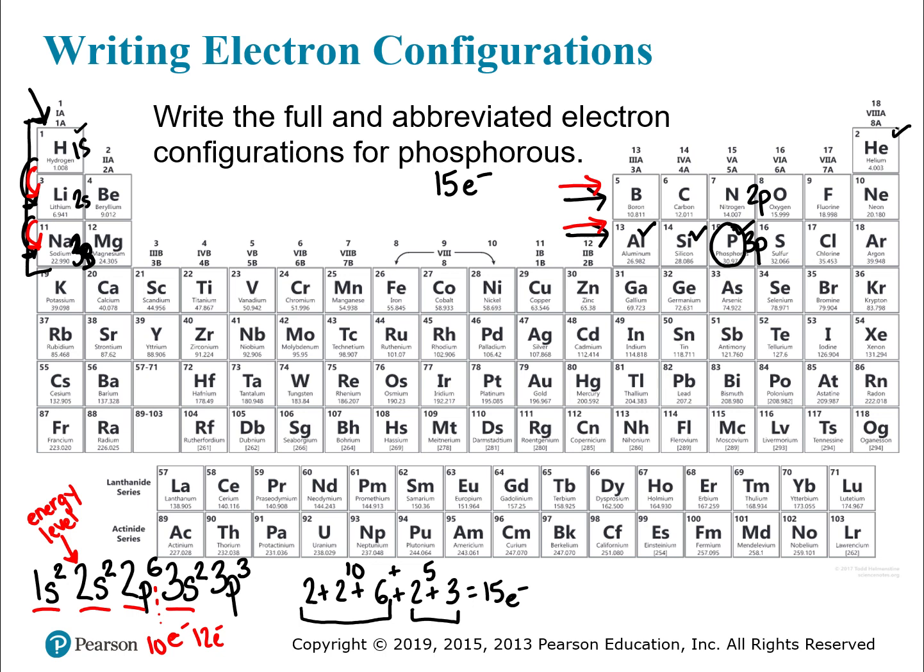So we move to the 3p. And again, this is the order that I gave you, that long string. We're just going in that same order until we've placed 15 electrons. So we're in the p block, which can hold a maximum of 6 electrons. But we've placed 12 already. We only have 3 more to place. So we put those 3 into the 3p for a total of 15 electrons.